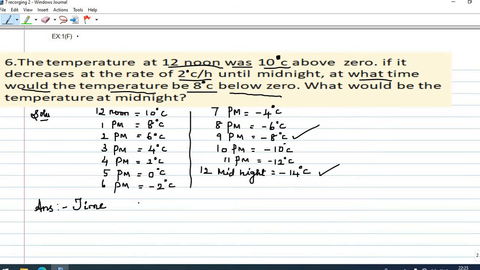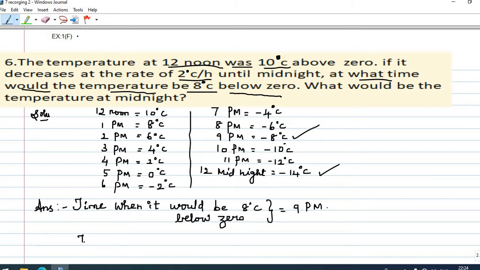So, the time when it would be 8 degrees Celsius below 0 is equal to 9 p.m. Next, one more answer. Temperature at midnight is equal to minus 14 degrees Celsius. Can you follow this, children? Shall we move on to the next sum?